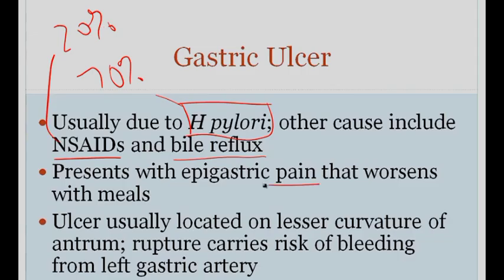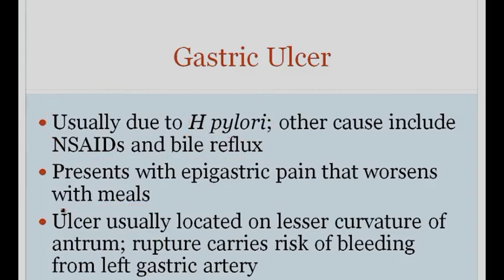This is going to present with epigastric pain, and it worsens with meals. The moment you take a meal, acid begins to generate within the stomach to digest that food, and so the pain is going to worsen with a meal. Now, the ulcer is usually located on the lesser curvature of the antrum, and rupture would carry a risk of bleeding from the left gastric artery. Remember that the left gastric artery runs along the lesser curvature of the antrum, and so if there's rupture, you can get bleeding from the left gastric artery.